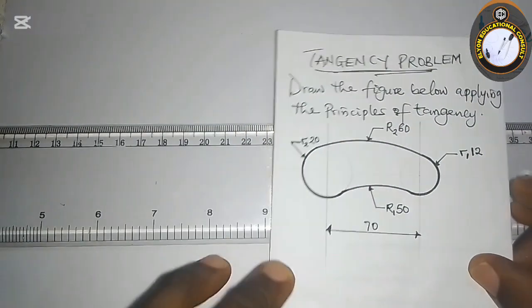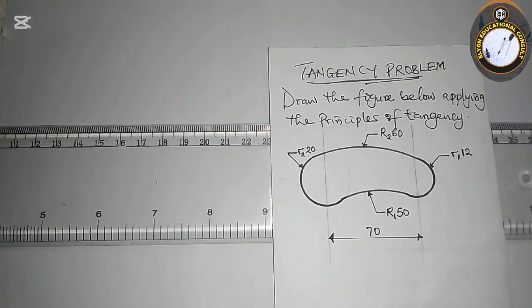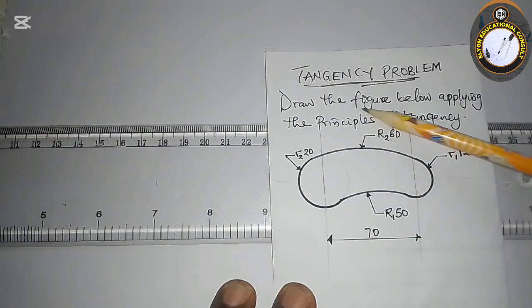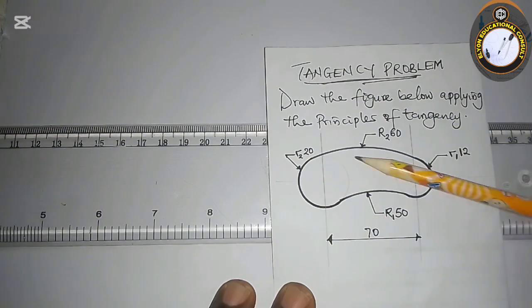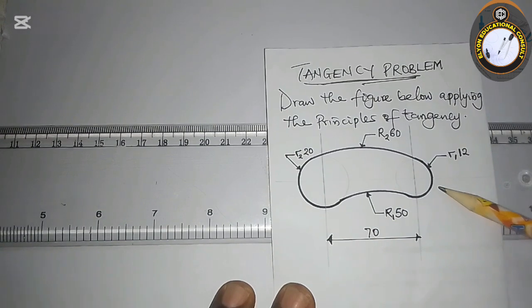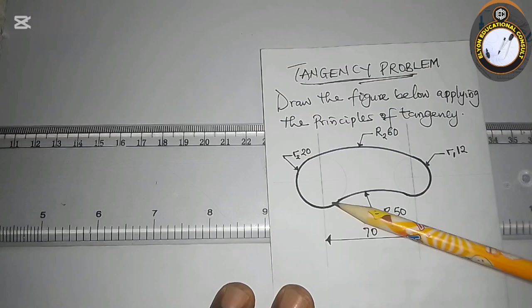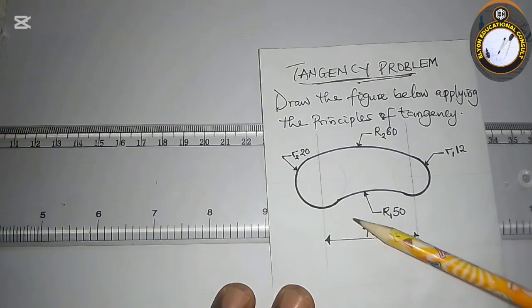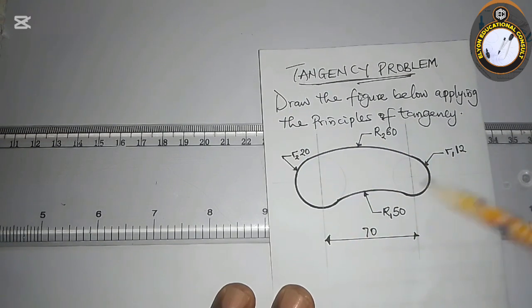Let's take a look at this question to start with. I'll be drawing so many figures applying the principle of tangency. Now we have this here. We are told that we should draw the figure below applying the principle of tangency. Now this is the figure given to us. We have two circles this way and two arcs joined like this. This is joined externally and this is also joined internally, with the radius of the various parts given to us.